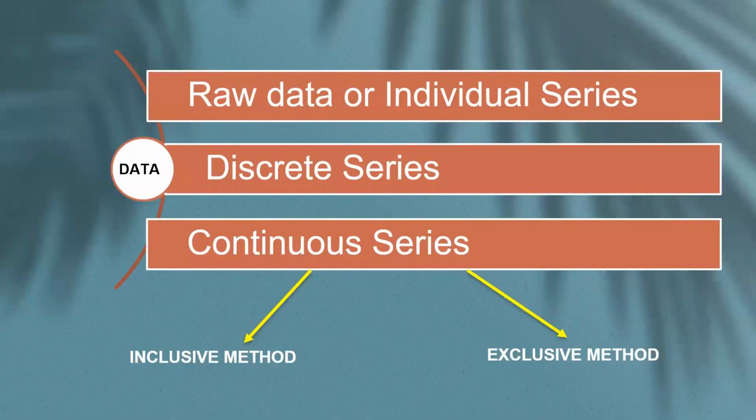Next, while calculating the problem, we'll come under three types of data. The first one is raw data, which is also known as individual series. The second one is known as discrete series. The third is continuous series, and in continuous series we'll have two types. The first is the inclusive method, and the second one is the exclusive method.